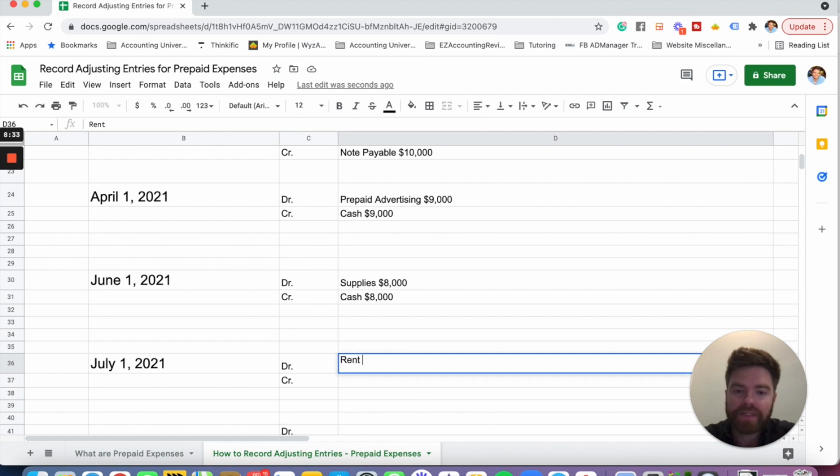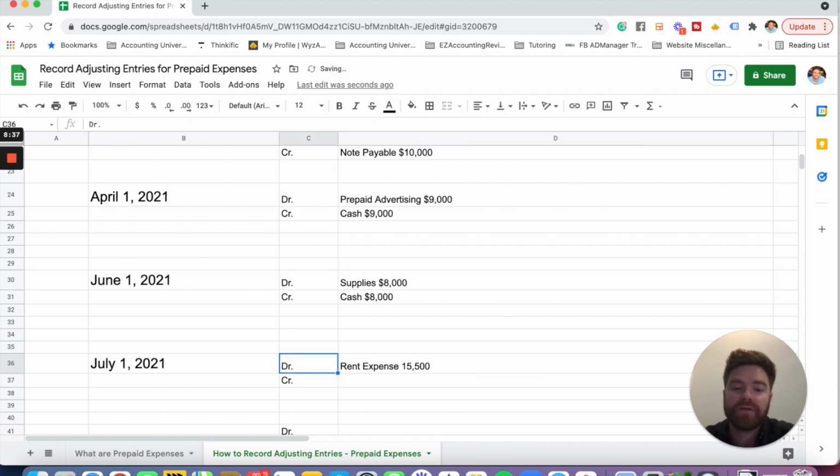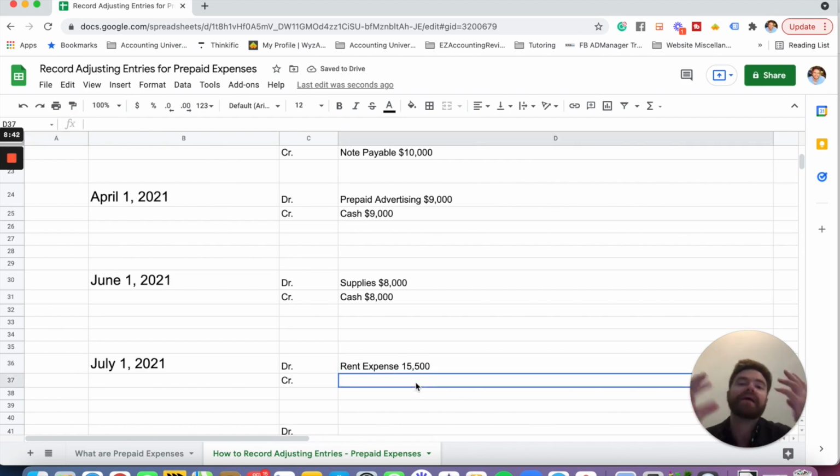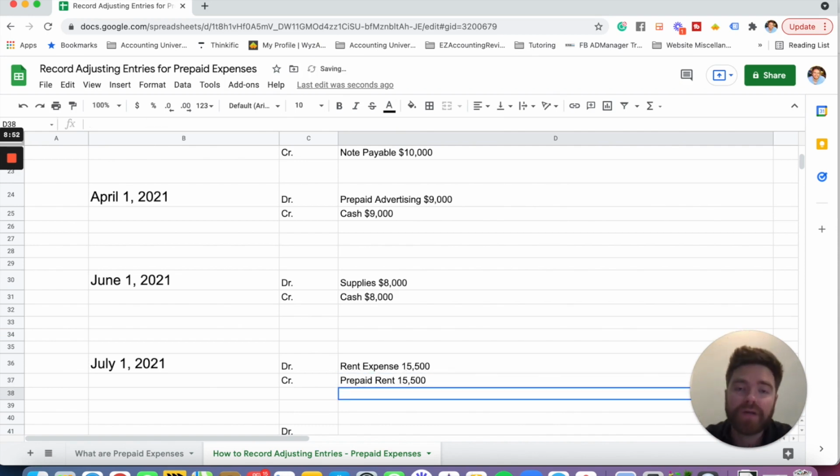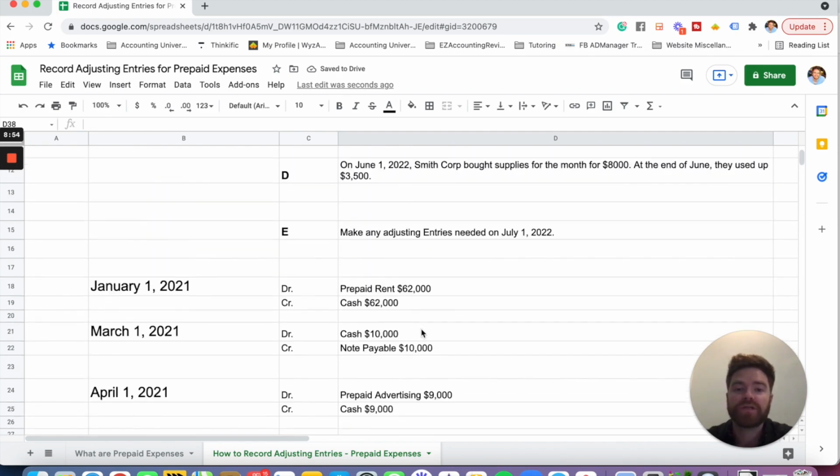We'll call it rent expense, right? You expense that amount for 15,500. And then what you're crediting is that account, right? You prepaid rent up front. So now prepaid rent is depleting. So you show credit to prepaid rent is going down by that much. That's the first adjusting entry.